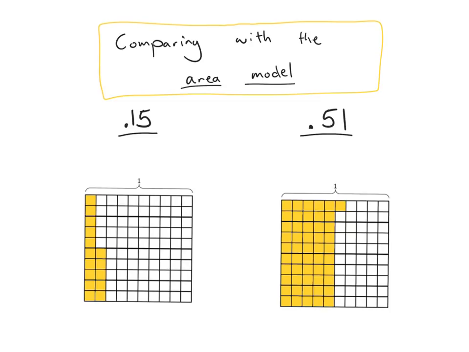And so now what I do after I've represented both of the decimals on the area model is I see which one is more. And it's pretty clear that 51 hundredths is larger because there's more of the area model shaded in. So now I just need to write my comparison sentence. So I can write 15 hundredths is less than 51 hundredths, or 51 hundredths is greater than 15 hundredths. So all we're doing is looking at which one is more filled in, and it's pretty clear that 51 hundredths is more filled in than 15 hundredths.